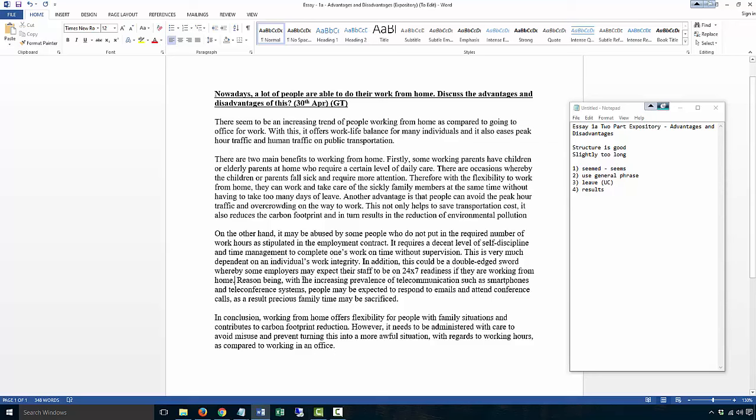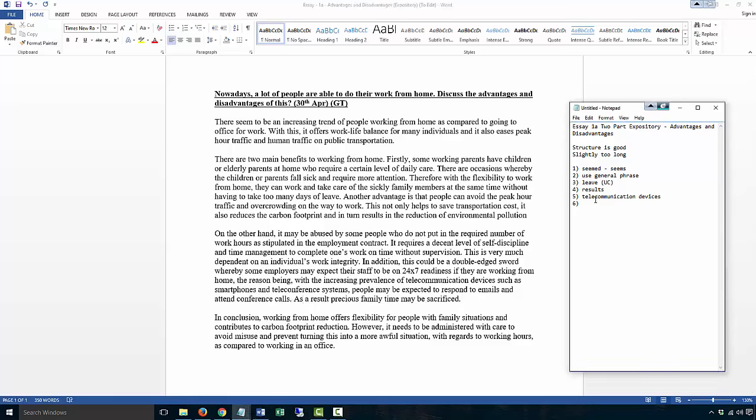Now, if you want to use this, it's a bit more complex. The reason being, with the increasing prevalence of telecommunication devices such as smartphones and teleconference systems, people may be expected to respond to emails and attend conference calls as a result. I wouldn't put telecommunication, I would probably put communication devices. That is one mistake here. Another one will be the full stop.